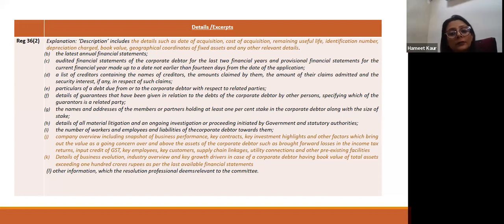The number of workers and employees and the liabilities of the CD towards them, whenever you get that data, you can always mention that. From the balance sheet itself, you can get some data. And in case the promoter is not cooperating, from the outside agencies, definitely you can write to ESI, PF, Labour Department, etc. Company overview, including a snapshot of business performance, key contracts, key investment highlights, and other factors which bring out the value as a going concern over and above the assets of the CD, such as brought forward losses in the income tax returns, input tax credit of GST, key employees, key customers, key agreements, supply chain linkages, utility connections, and other pre-existing facilities which might take a long time for the new RA to obtain.